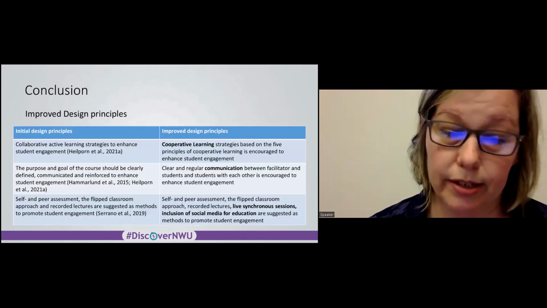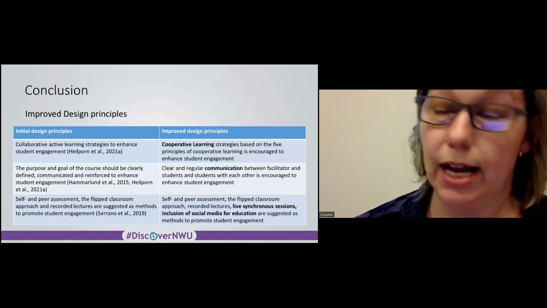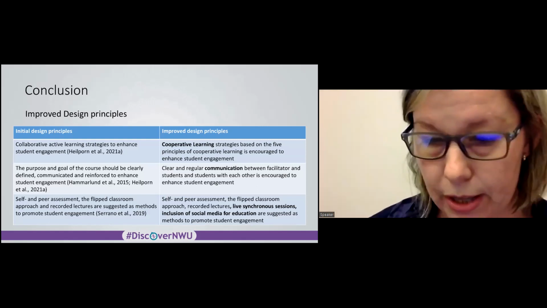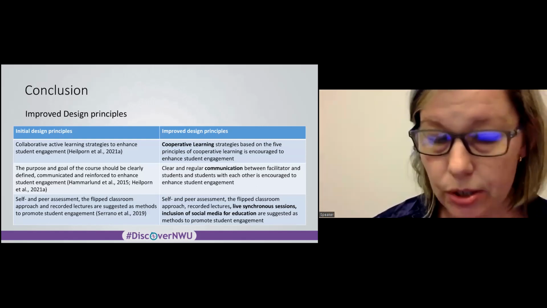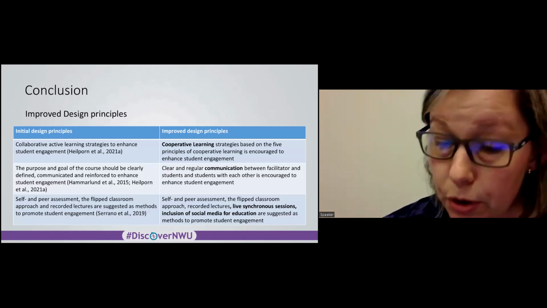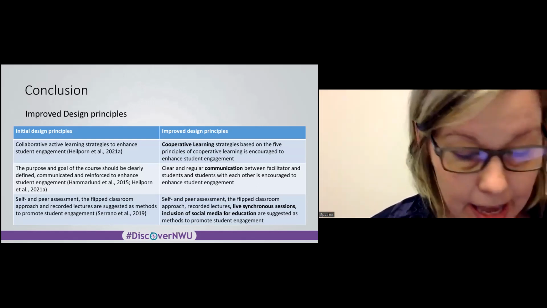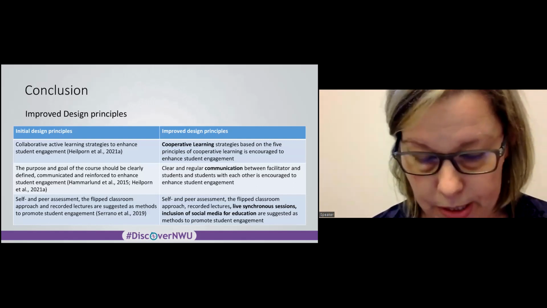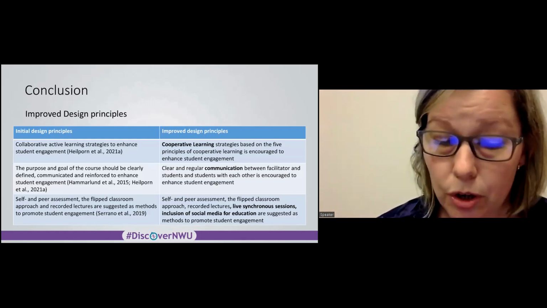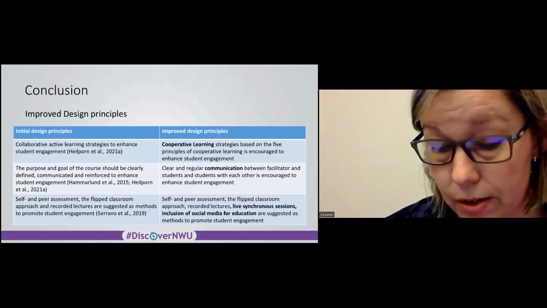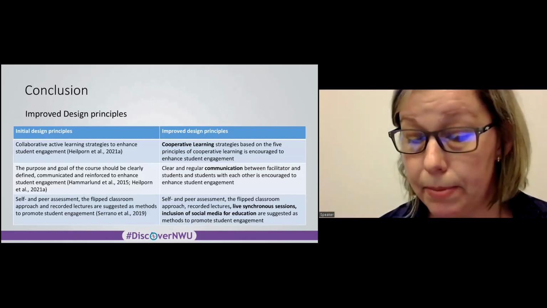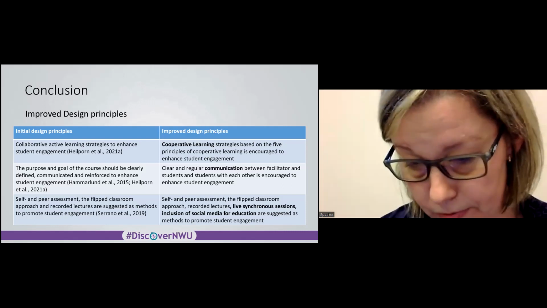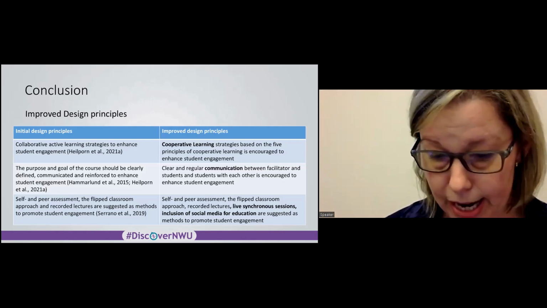So in conclusion, the focus now is on the design principles that we worked through in the whole process. From the initial design principles that we had, the improved design principles are in the right-hand column. And this now occurred over those 3 iterations of the whole design-based process. So not only did we implement collaborative active learning strategies, but we implemented cooperative learning strategies with the emphasis on those 5 principles of cooperative learning so that we could enhance the student engagement.